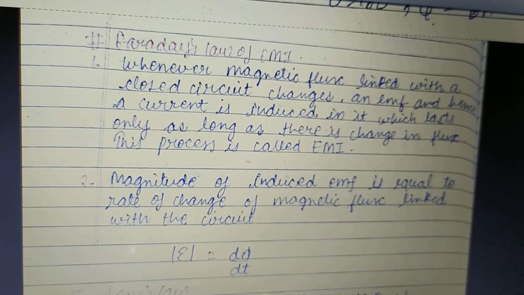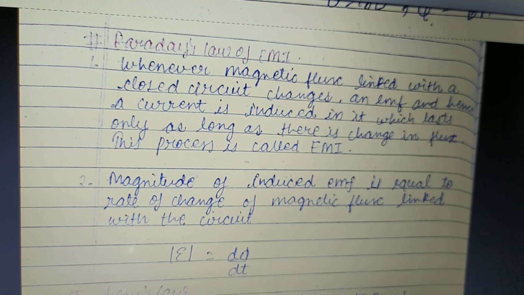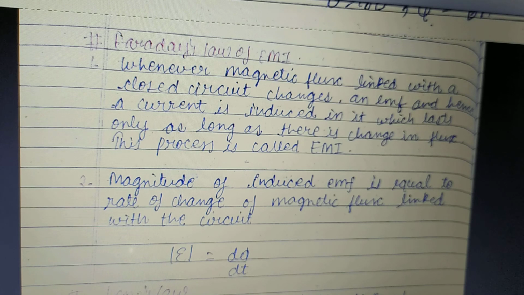Now let us discuss Faraday's laws of EMI. What does the first law say? The first law of Faraday says that whenever the magnetic flux linked with any closed circuit or closed surface changes, an EMF, or we can say a current, is induced in it. And the current which is induced lasts only as long as there is a change in this magnetic flux. This whole process is known as EMI, electromagnetic induction.